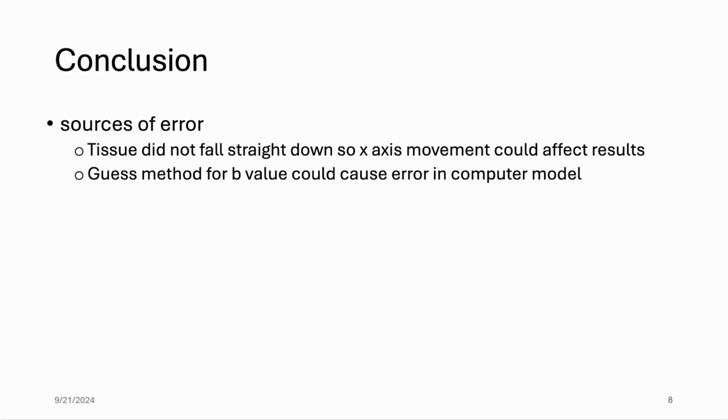So some sources of error in this lab could be that the tissue didn't exactly fall straight down, so the x-axis movement could have affected the results, and because I was guessing a b value, that could have caused some error in the computer model.